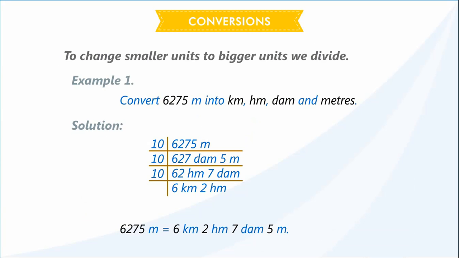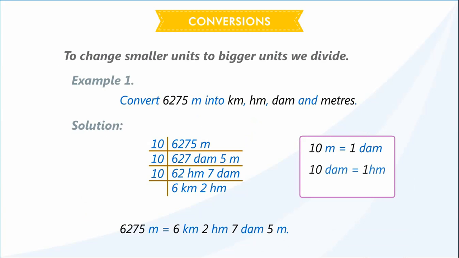Therefore, 6275 meters is equal to 6 kilometer 2 hectometer 7 decameter 5 meter. Note, 10 meter is equal to 1 decameter. 10 decameter is equal to 1 hectometer. 10 hectometer is equal to 1 kilometer.